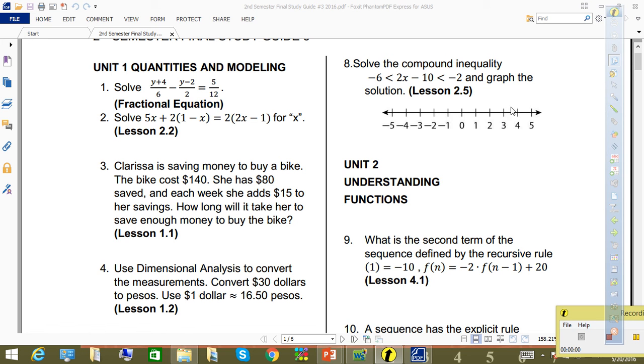All right, so we're on study guide number 3. I'm going to start with problem number 1. So get a paper ready so you can be doing the work together with me.